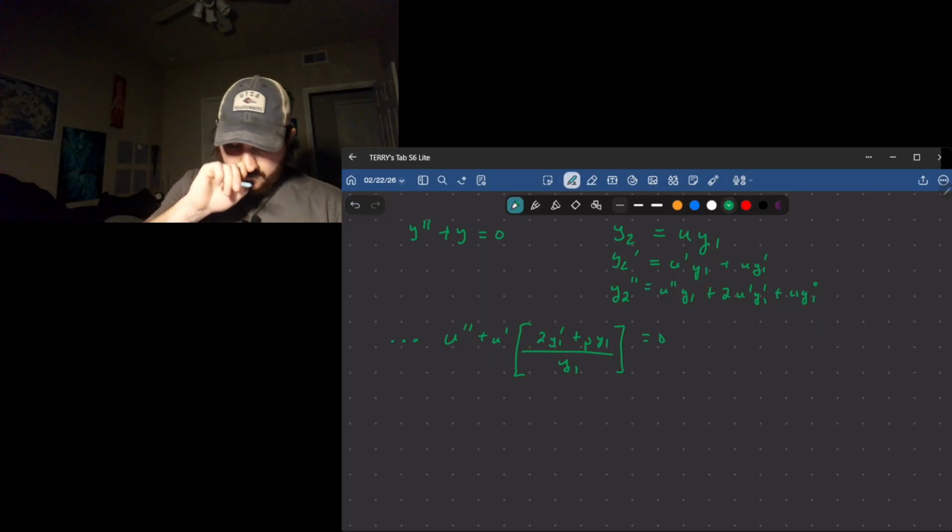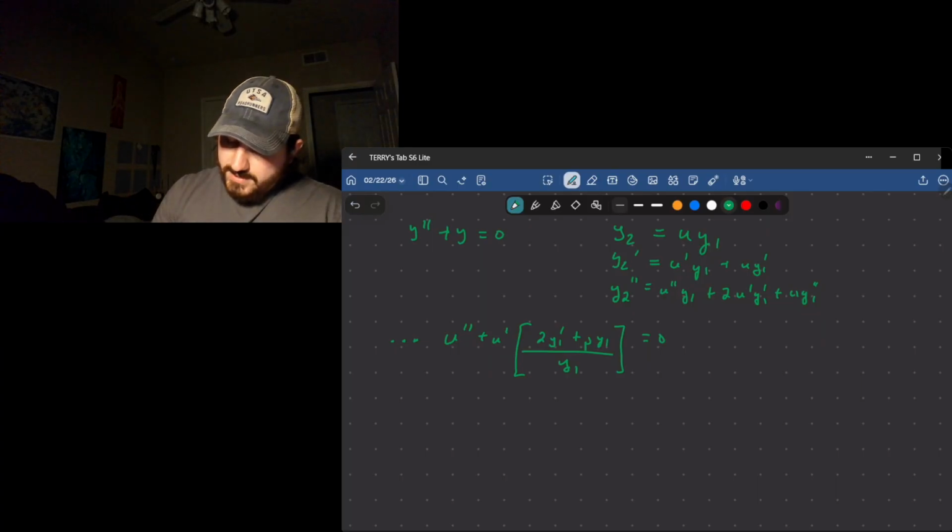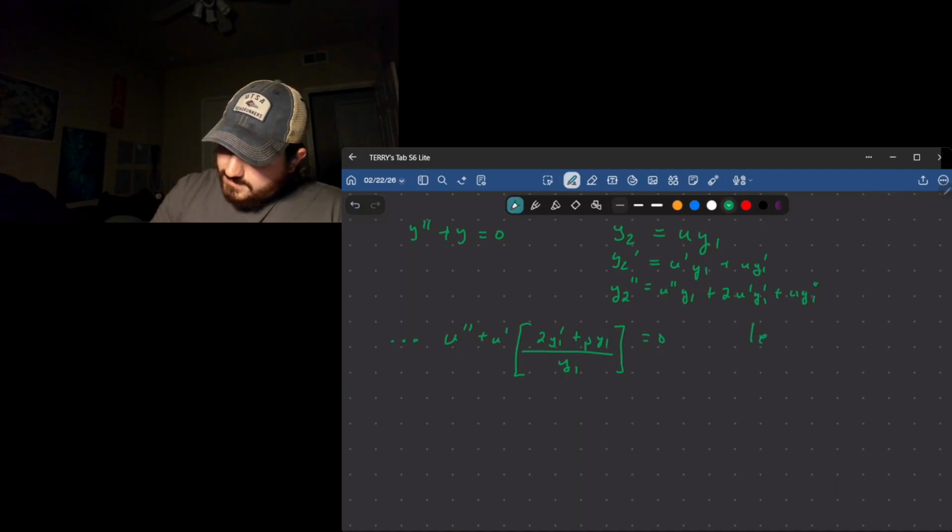We didn't change anything there. So now the next thing we're going to do is let w equal u prime. So then w prime is equal to u double prime. And so this is how we get to our reduction of order form.